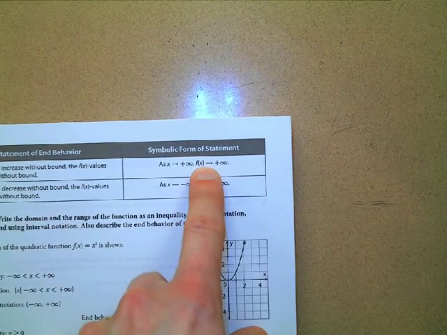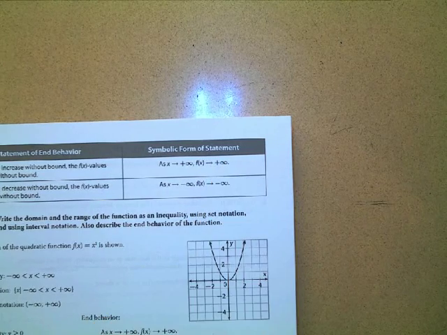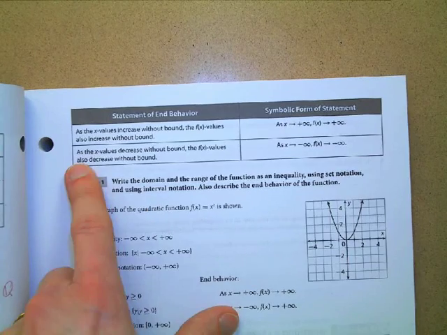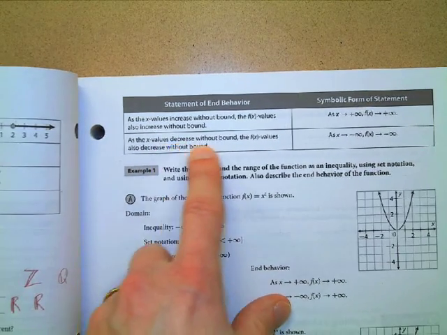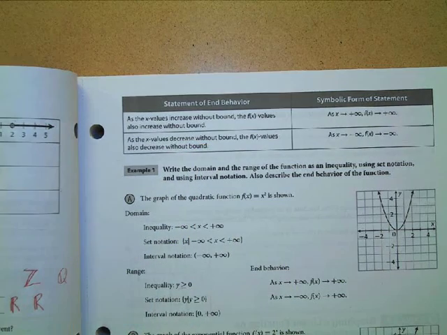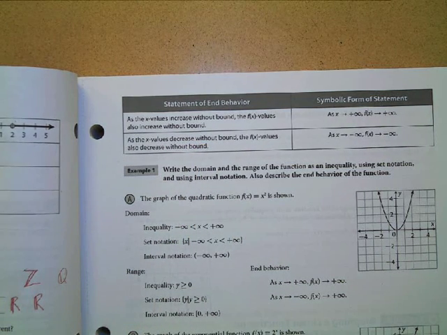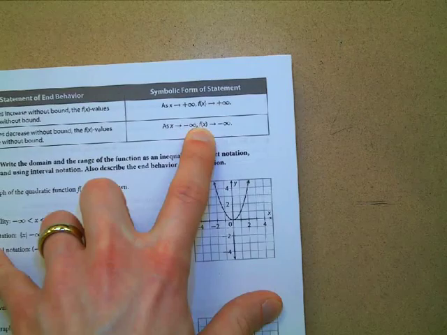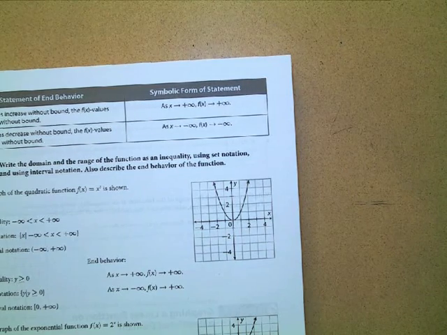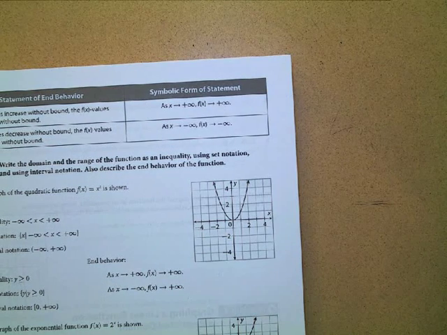Likewise, as the x values decrease without bound, so as we go further and further to the left, then they're going to decrease without bound. They're going to go down. So as x approaches negative infinity, f of x approaches negative infinity. Okay. So that's another idea here. So intervals we're going to use to describe domain and range, but they also have this idea to describe end behavior. So let's look at this picture right here.